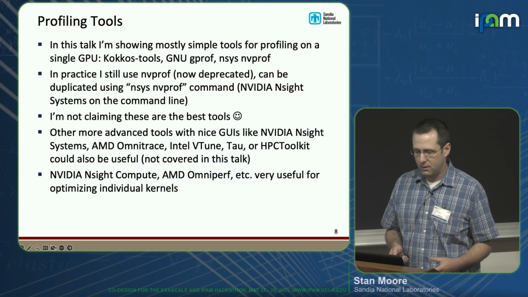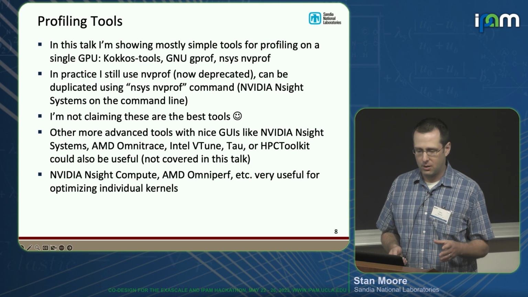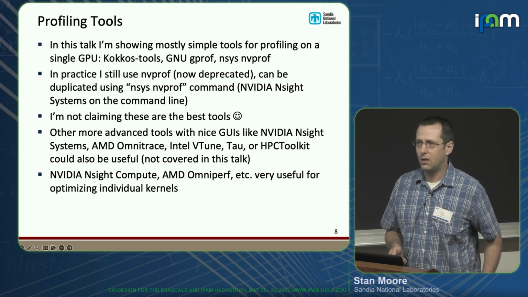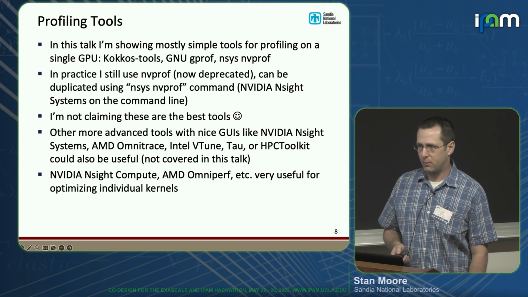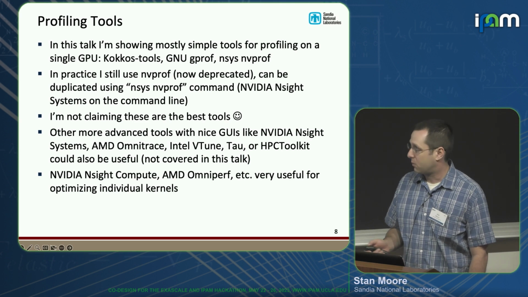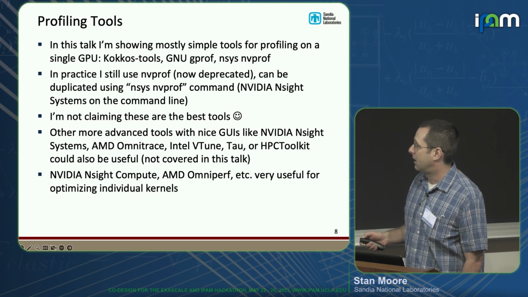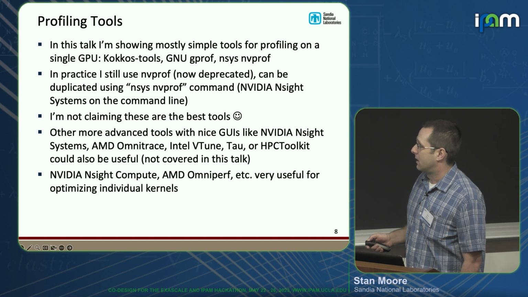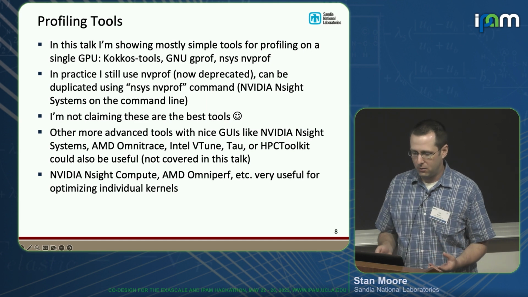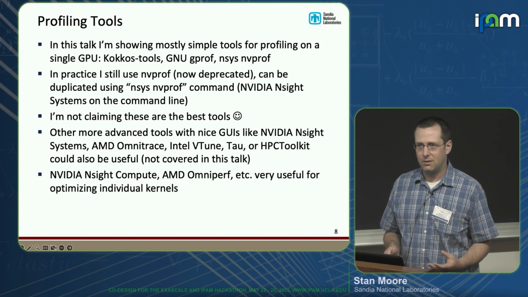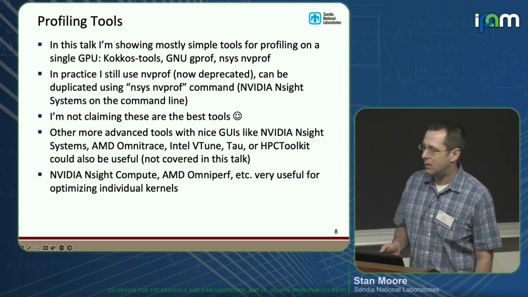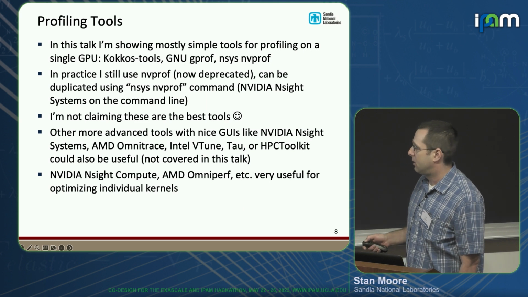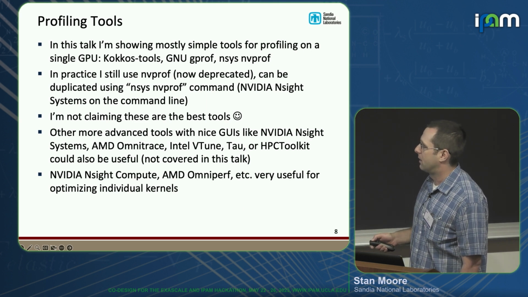Okay, so how do we go about optimizing this benchmark? Well, I'm using several different profiling tools. In this talk, I'm mostly showing simple tools such as Kokkos tools, which is a part of the Kokkos performance portability ecosystem, as well as GNU gprof and NVIDIA Insight Systems on the command line. In practice, I still use NVProf a lot just for simple profiling. It's now deprecated, but the functionality can be duplicated using this nsys nvprof command.